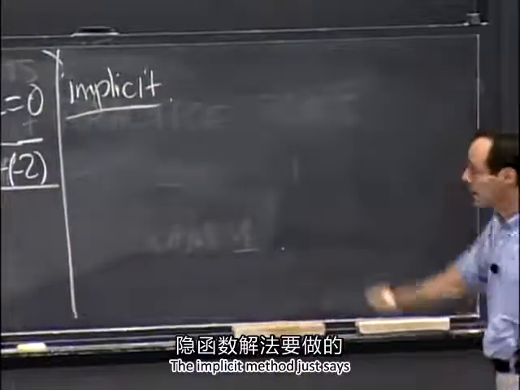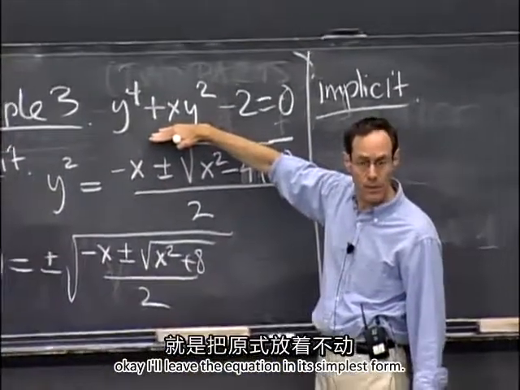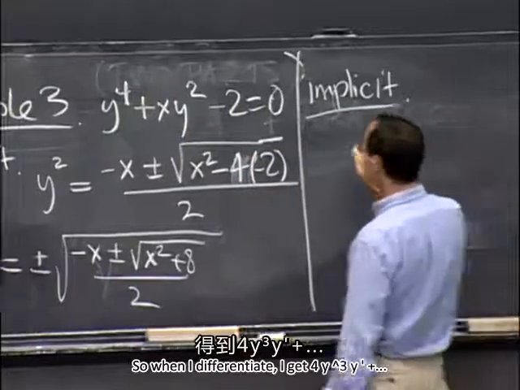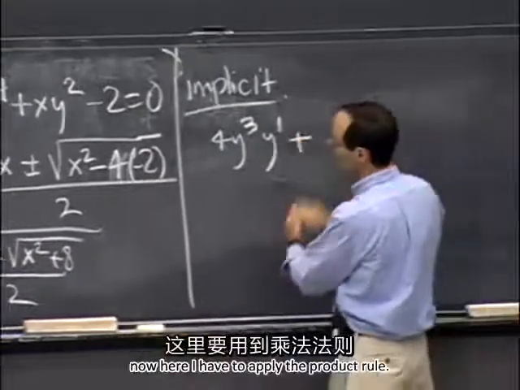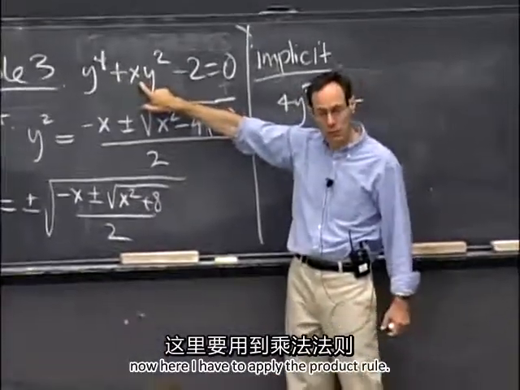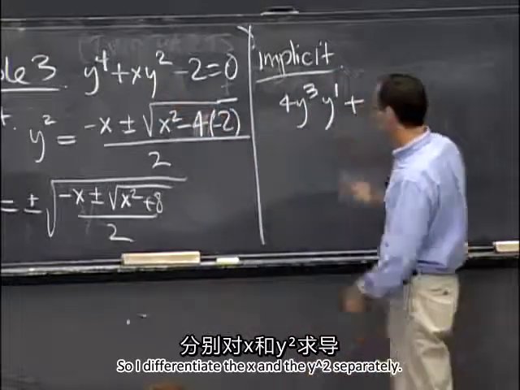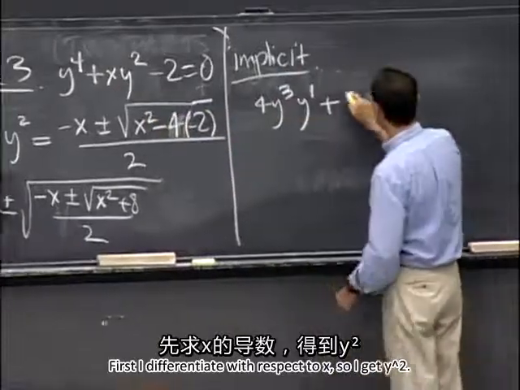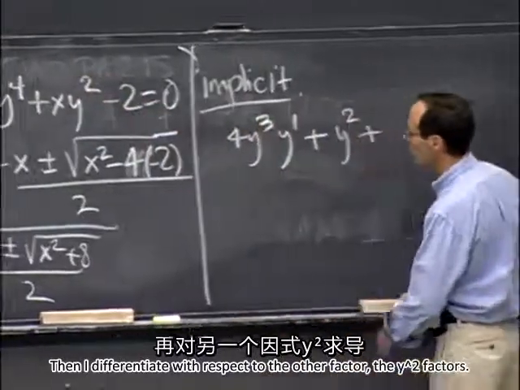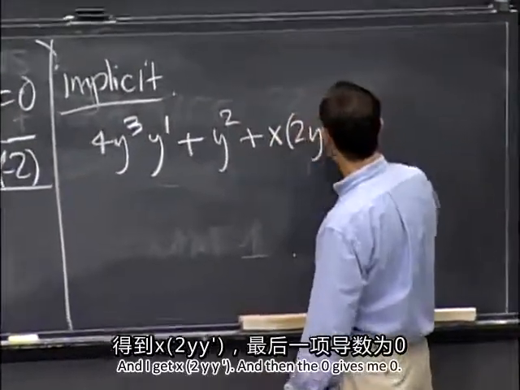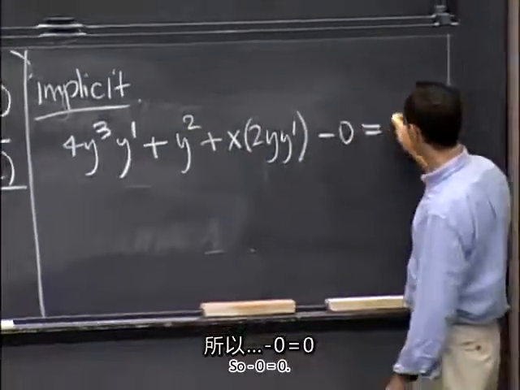So the implicit method just says, OK, I'll leave the equation in its simplest form and now differentiate. So when I differentiate, I get 4y cubed y prime plus, now here I have to apply the product rule. So I differentiate the x and the y squared separately. First, I differentiate with respect to x, so I get y squared. Then I differentiate with respect to the other factor, the y squared factor, and I get x times 2y y prime. And then the 0 gives me 0, so minus 0 equals 0.